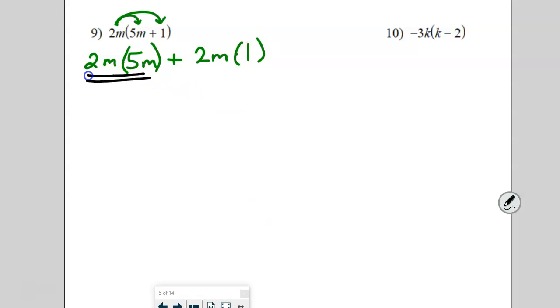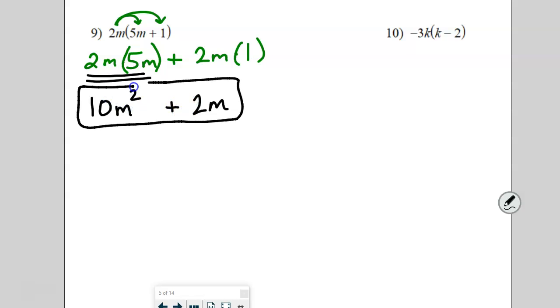So 2m times 5m is going to be a 10 for a coefficient, 2 times 5. And then m times m, we're going to shorthand that using exponents and call it m squared. And then 2m times 1, that's not very exciting because 2 times 1 is still a 2. So this just becomes a 2m. Now this algebraic expression, the resulting simplification, we have 2 terms here, but you'll notice that first term has an m squared. We're going to learn more about this later, but this is called a quadratic expression.